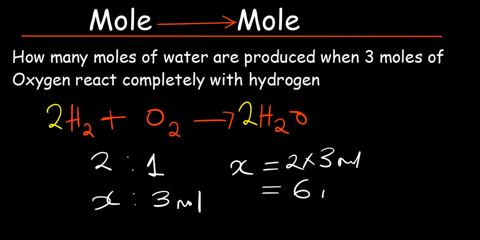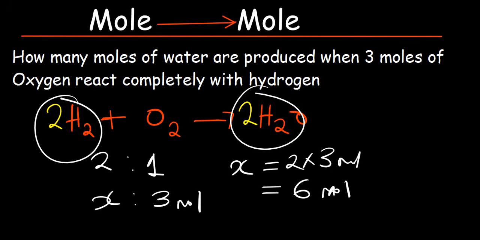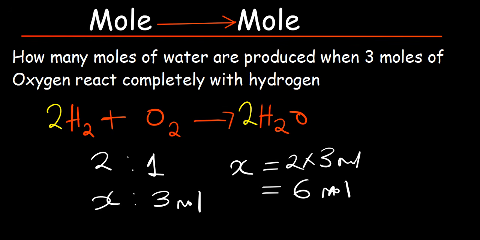So how many moles of water are produced? 6 moles of water are going to be produced. Why I'm saying 6 moles of water is going to be produced is because whatever I'm going to have as the moles of hydrogen, that will be the same as the moles of water, because they have the same coefficient. They have the same stoichiometric coefficient, and that is very, very important for us to understand.